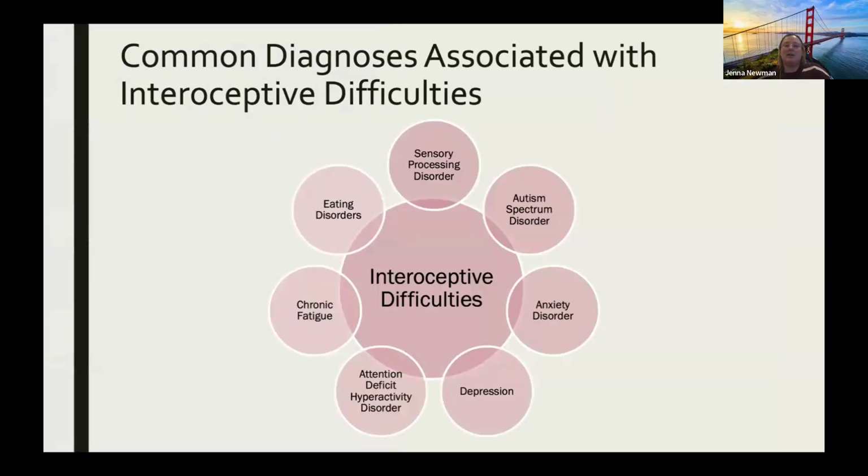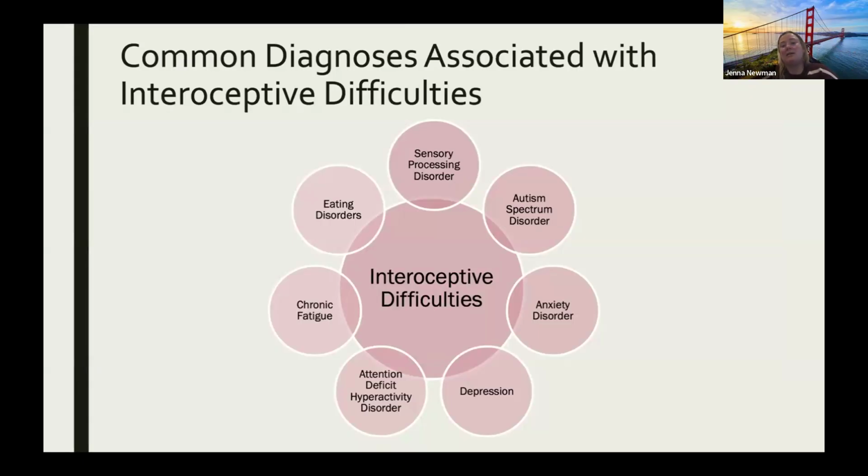Some common diagnoses that are associated with interoceptive difficulties include sensory processing disorder, autism spectrum disorder, anxiety disorder, depression, attention deficit hyperactivity disorder, chronic fatigue, and eating disorders. A lot of research has been trying to link interoceptive difficulties with common diagnoses. And so these are the ones that have been found in research to have a link to a high prevalence of interoceptive deficits if an individual also has one of these diagnoses. And these are also really common diagnoses that we work with every day in occupational therapy across settings.